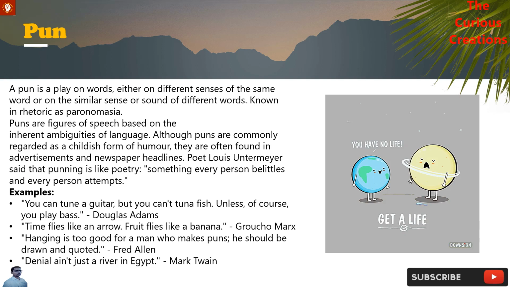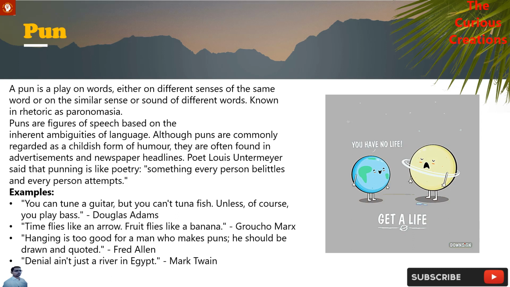Poet Lewis said that punning is like poetry, something every person belittles and every person attempts. Here are some examples. "The Nile ain't just a river in Egypt" by Mark Twain. "Hanging is too good for a man who makes puns. He should be drawn and quoted" by Fred Allen.